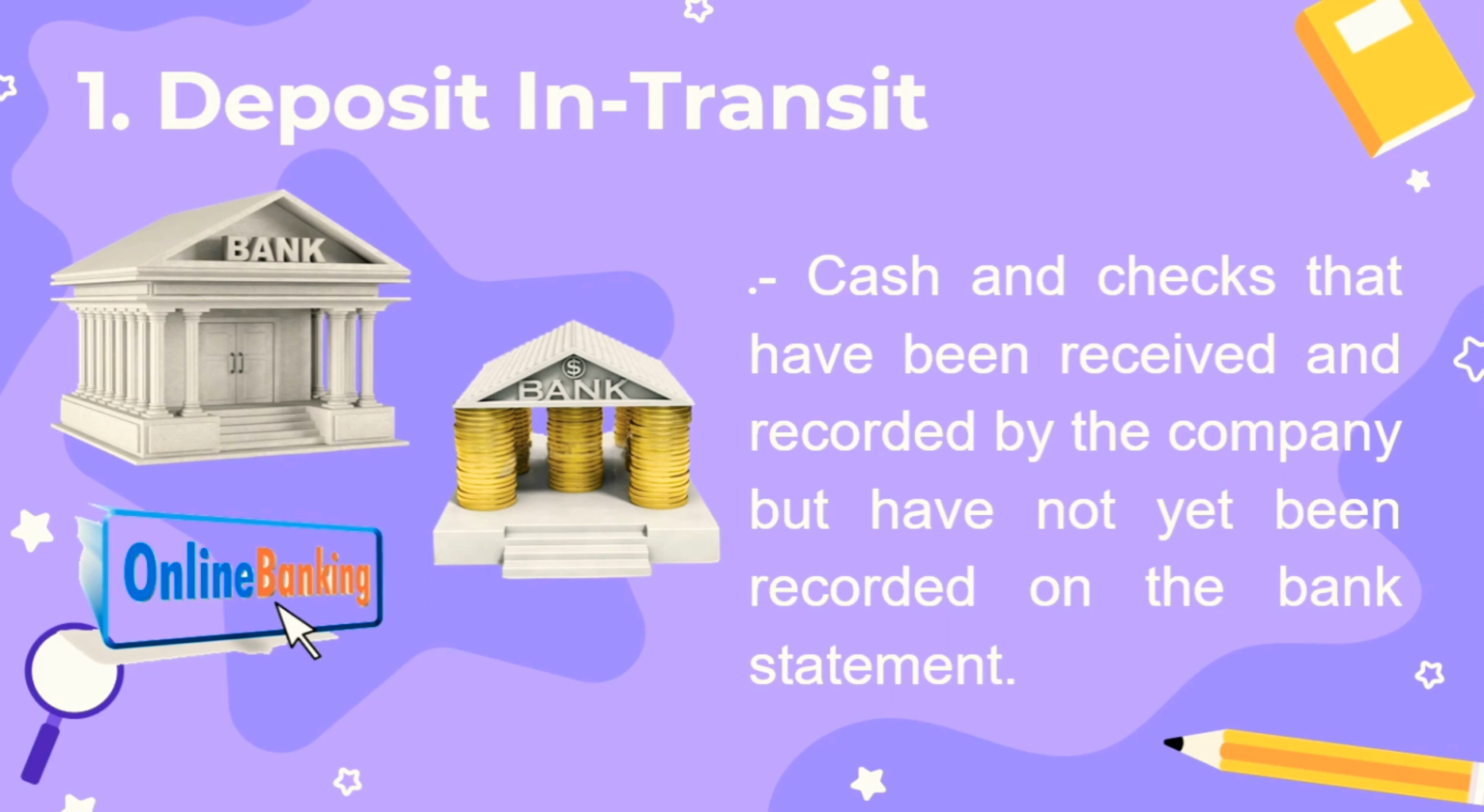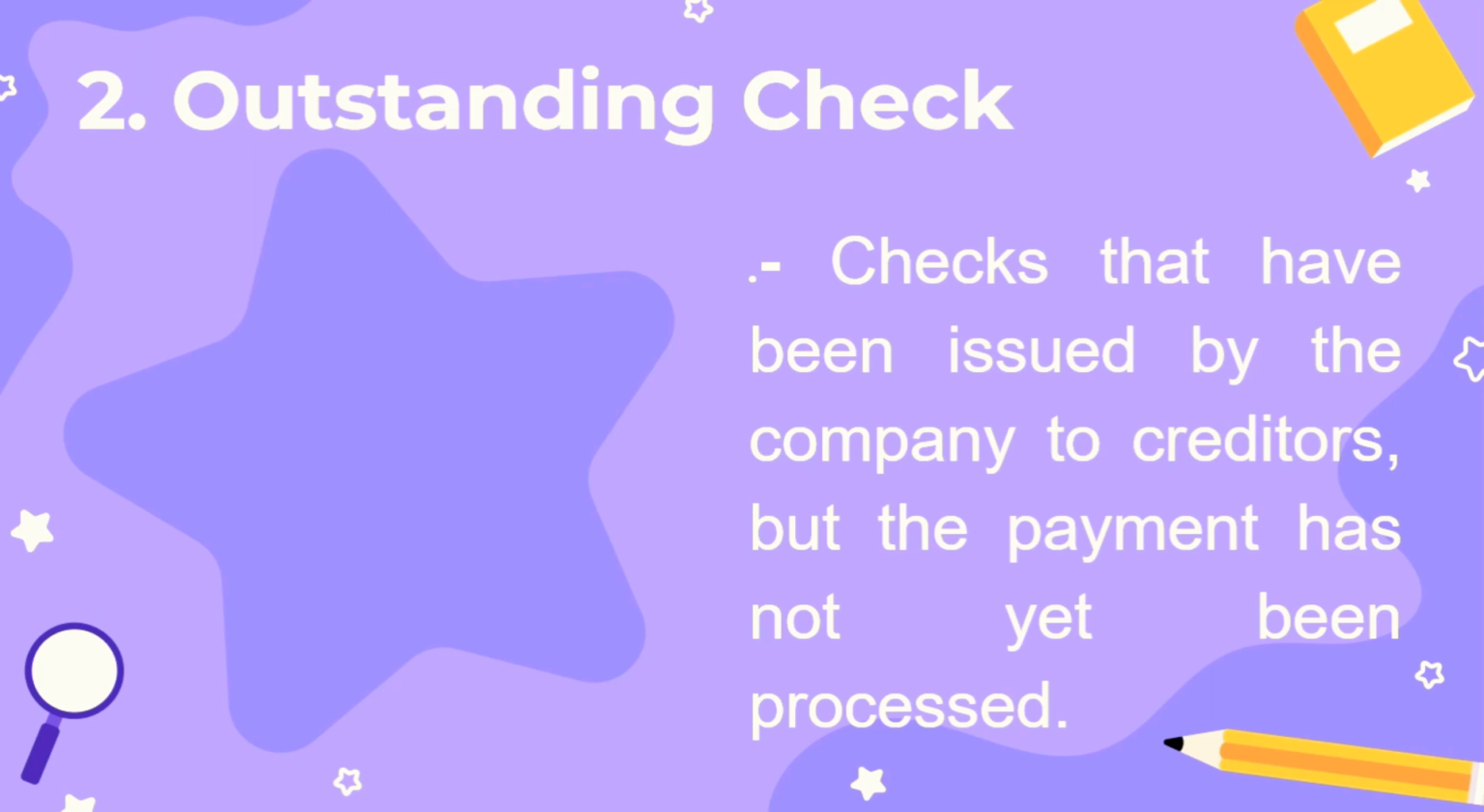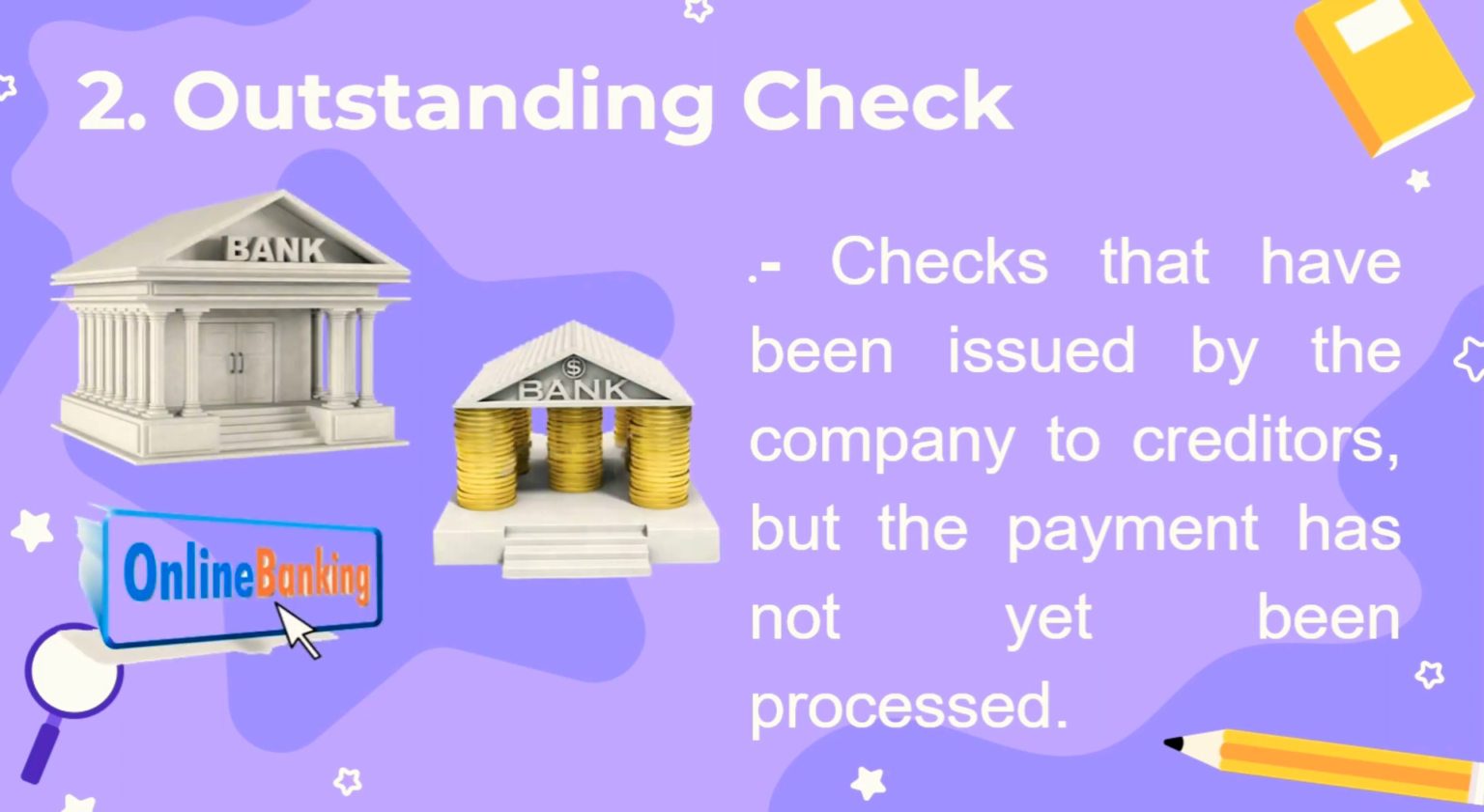to the bank account. Number two is an outstanding check. Outstanding checks are checks that have been issued by the company to creditors but the payment has not yet been processed. An outstanding check is a check that a company has issued and recorded in its general ledger accounts, but the check has not yet cleared the bank account on which it is drawn. This means that the bank balance will be greater than the company's true amount of cash.